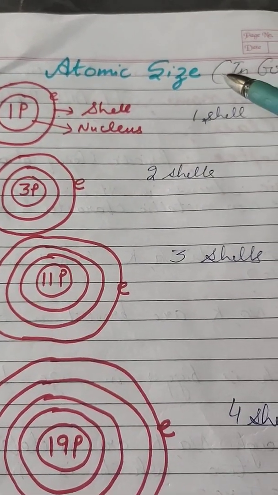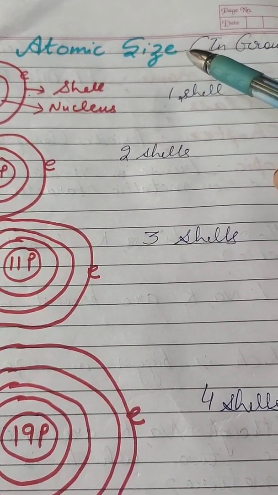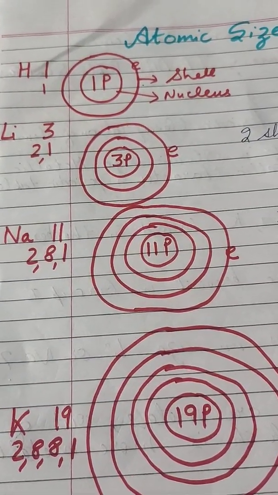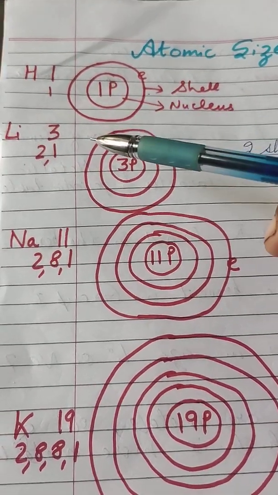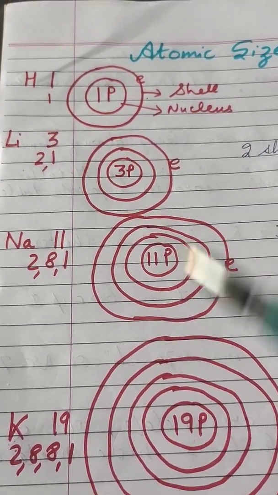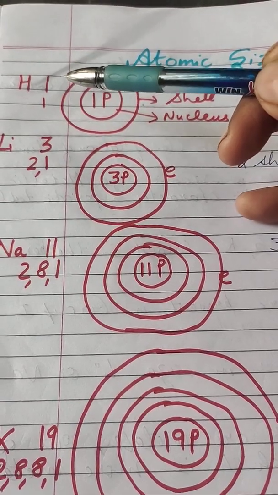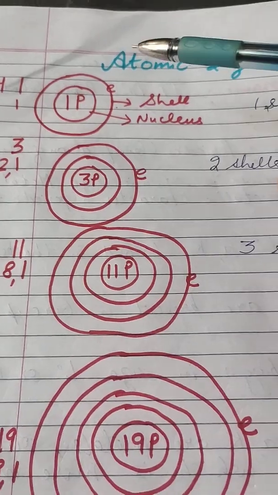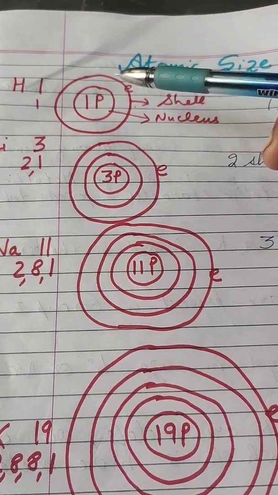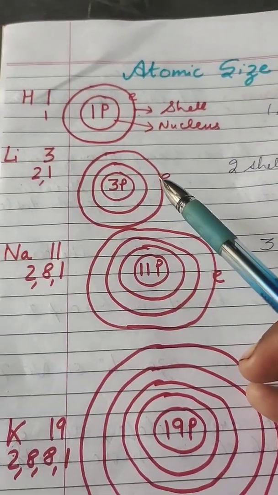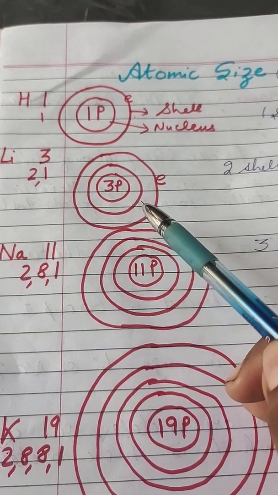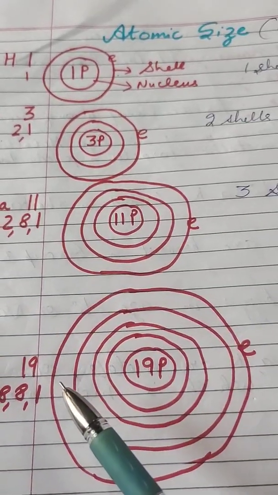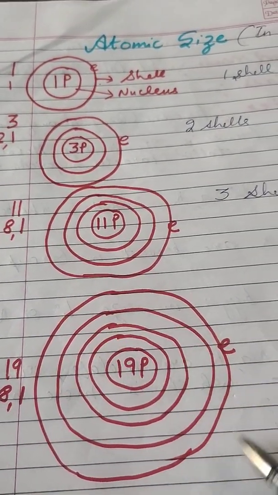Here comes atomic size, and we are going to discuss it first in groups. I have taken the example of group 1 here. This is hydrogen, lithium, sodium and potassium. This is the electronic configuration of hydrogen 1, lithium 2,1, sodium 2,8,1 and potassium 2,8,8,1. So hydrogen has one proton with one shell. Lithium has 3 protons with 2 shells. Sodium has 11 protons with 3 shells and potassium has 19 protons with 4 shells.